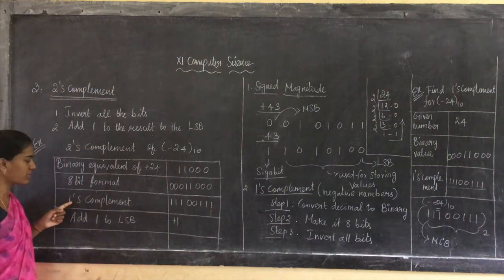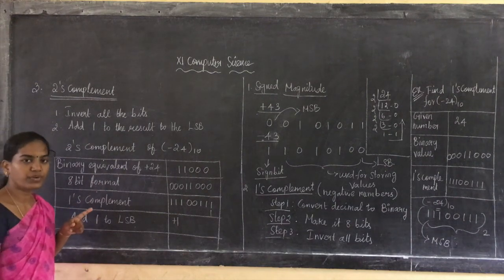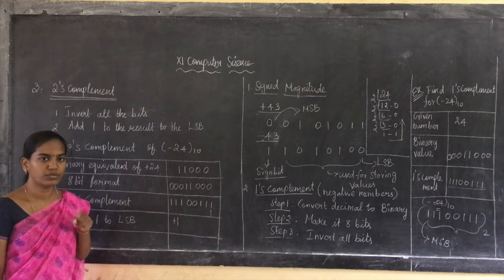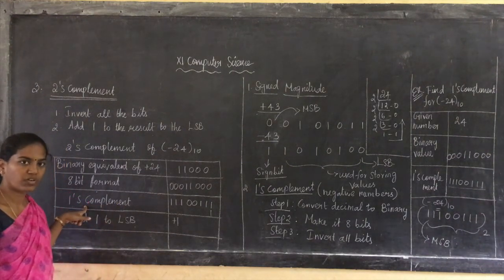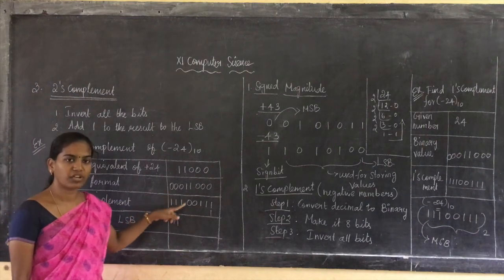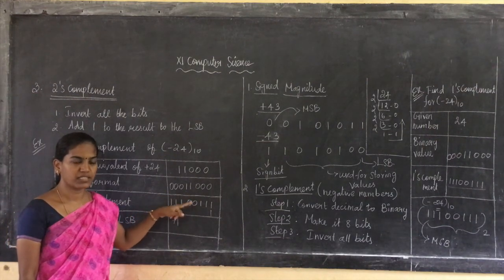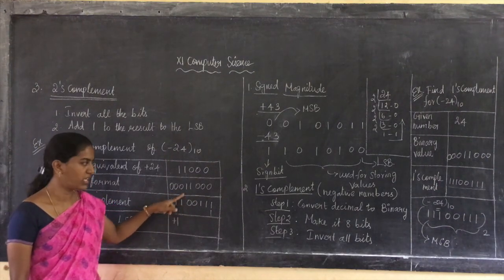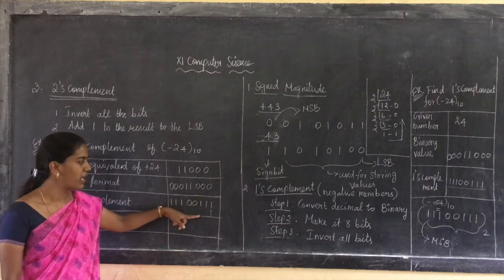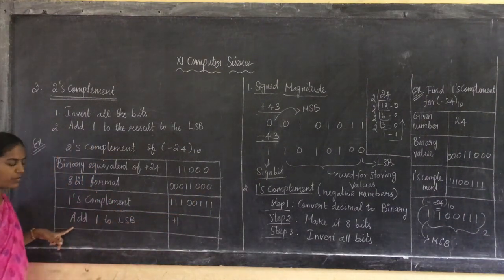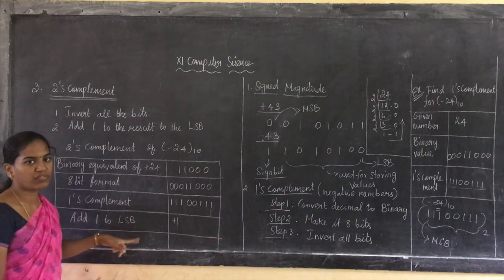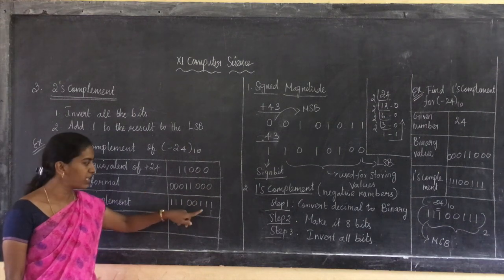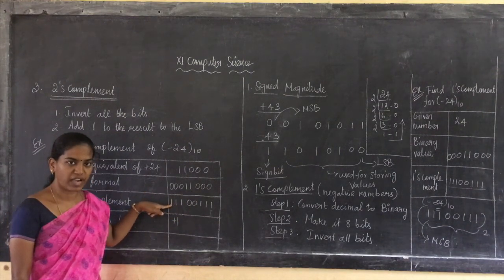The third step is the 1's complement. I have already told you that only after completing the 1's complement can you do the 2's complement. So find the 1's complement first. For that, invert all the bits: change 0 to 1 and 1 to 0. After converting, in the fourth step, add 1 to the LSB value. So this is the last value.